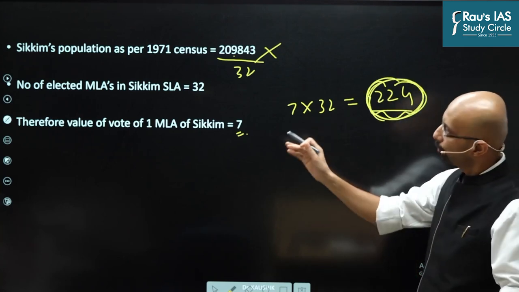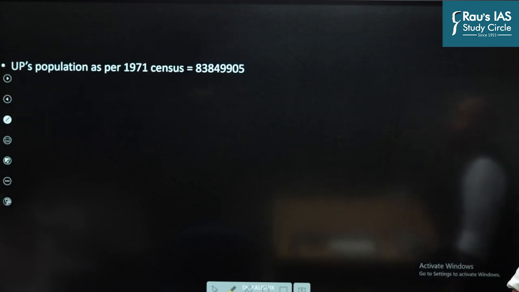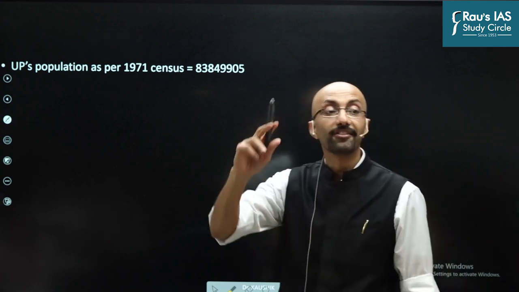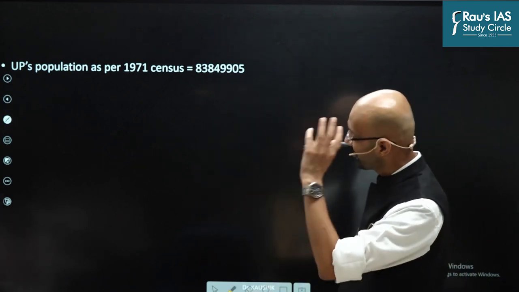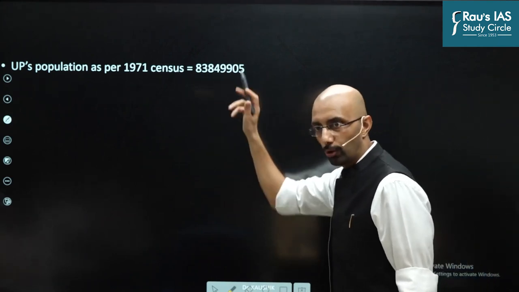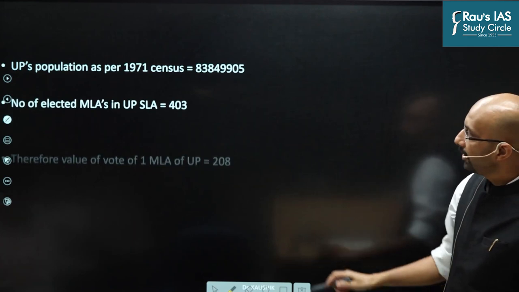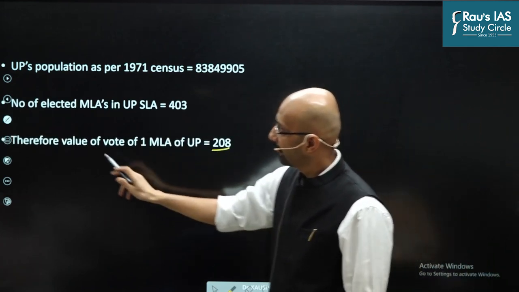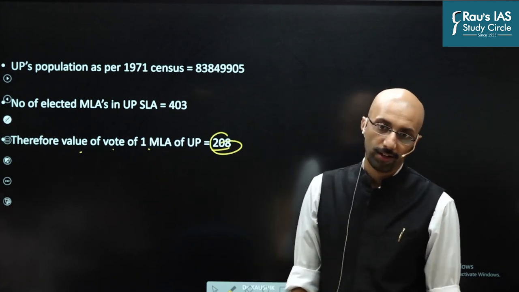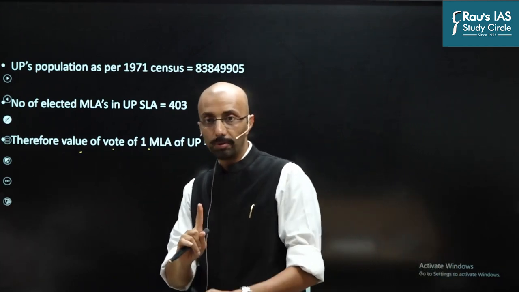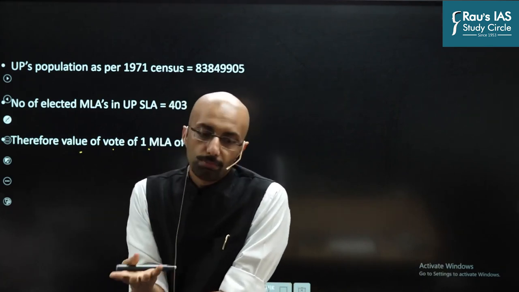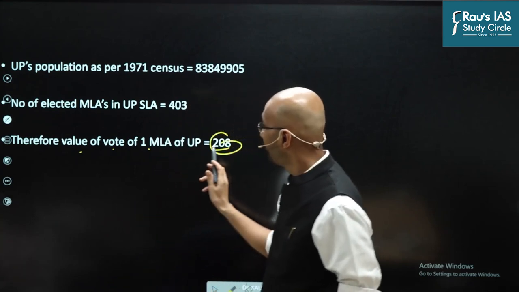Let us do the same exercise for UP now, the biggest state. UP's population as per the 71 census, 50 years ago, divided by 403 into 1 upon 1000. So the answer will be 208. The value of the vote of one MLA of UP is 208. So when one MLA of UP casts a vote, his vote is counted as 208, not as one vote. That is why UP plays the biggest role. Plus, this is one MLA's vote.